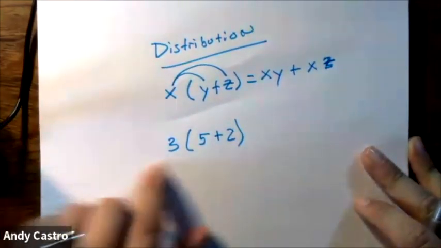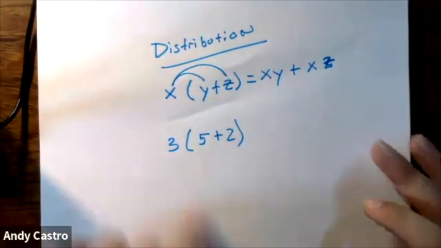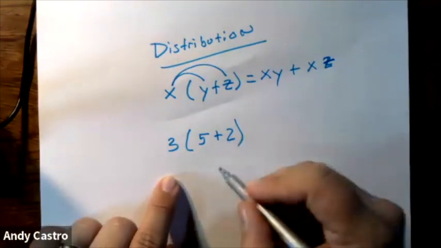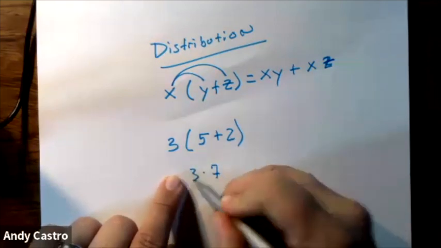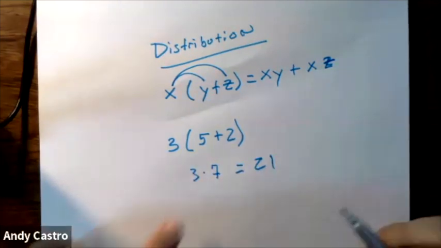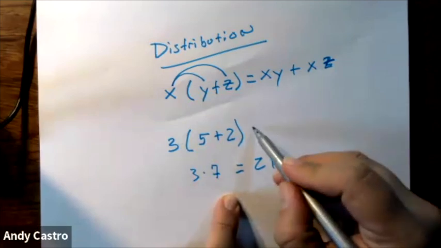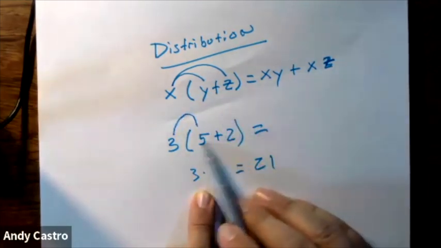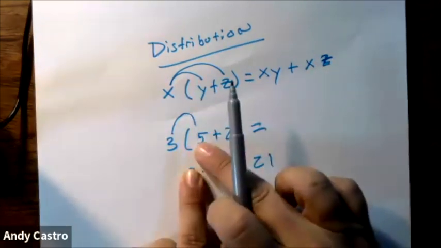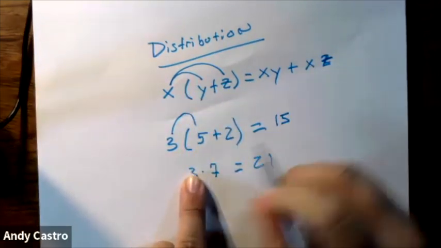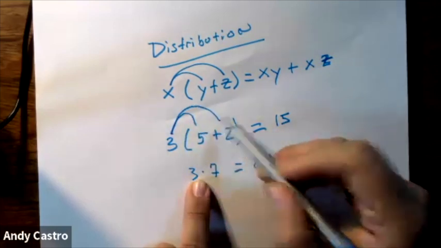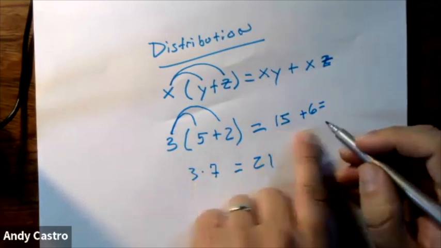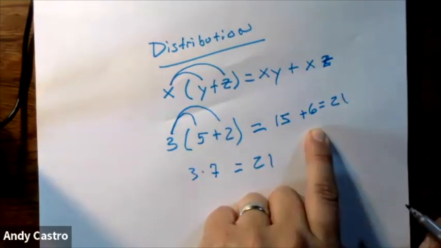Okay, so let's jump back in to this problem here. We're talking about distribution. Now here, if I were to execute this, we know how to do this. 5 plus 2 is 7, and then 7 times 3 is 21. Now, this distribution tells me that I can multiply this number times the first one in this quantity. So 3 times 5 would be 15. Plus, and now I'm doing 3 times 2, so that would be 6. 15 plus 6 is 21.